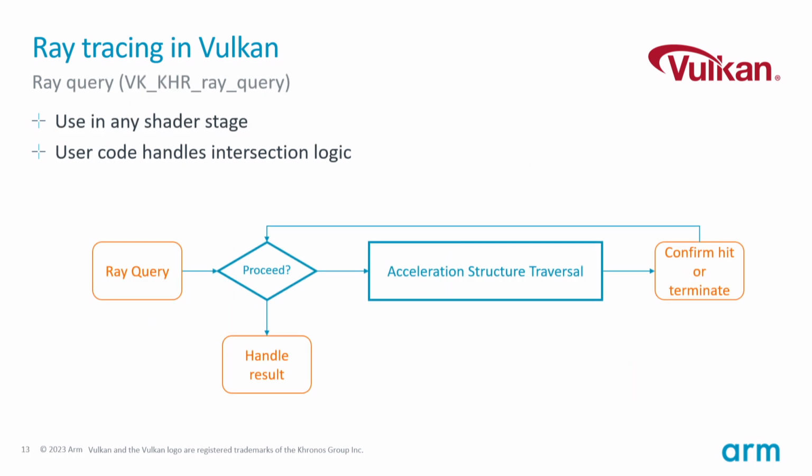If we want to use ray query, we need the VK_KHR_ray_query extension. It gives us the option to bind an acceleration structure to any of our existing shaders, such as our fragment shader or compute shader. We can use ray query inside these shaders. This means we need to manage the ray traversal ourselves. But as we will see, this will be very simple to do for our purpose.